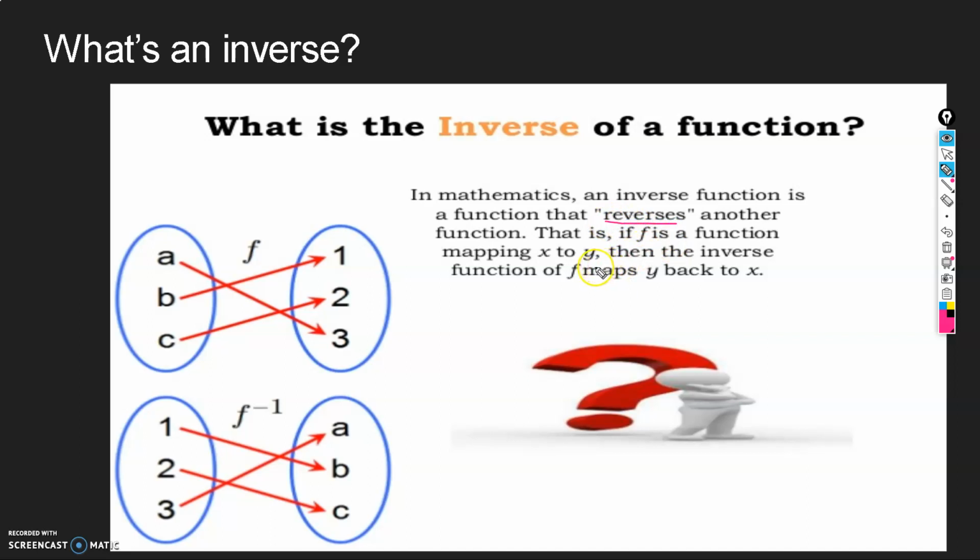That is, if f is a function mapping x to y, or in our case, dollars to pounds, and let's suppose f of x does that, then the inverse function of f maps y back to x. So the inverse function goes the opposite direction and maps from pounds back to dollars. So in this case here, for f, a goes to 3, b goes to 1, c goes to 2.